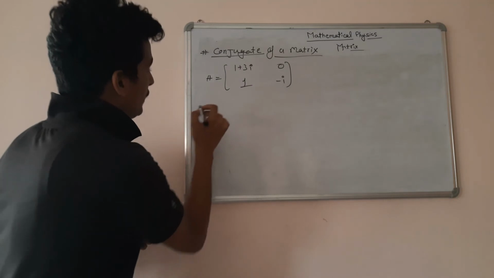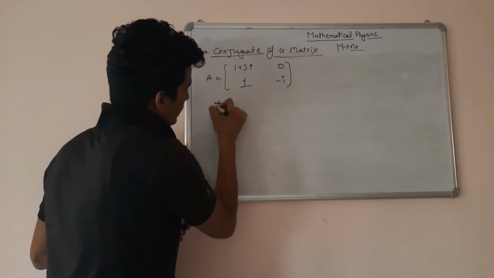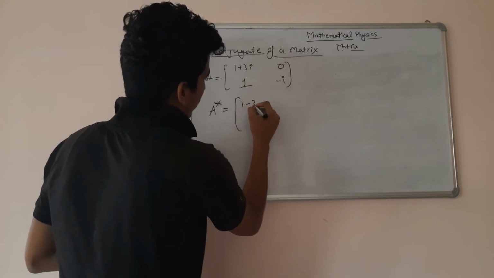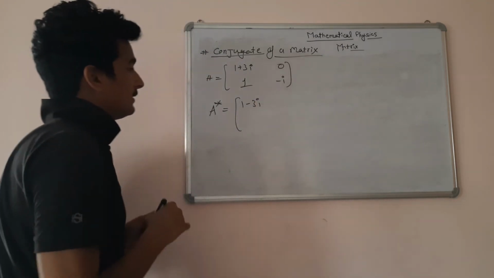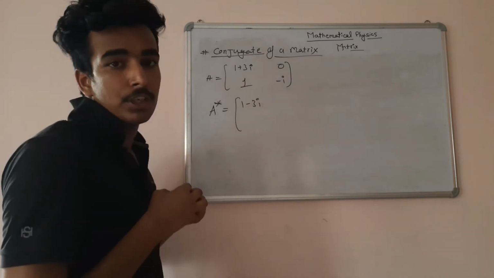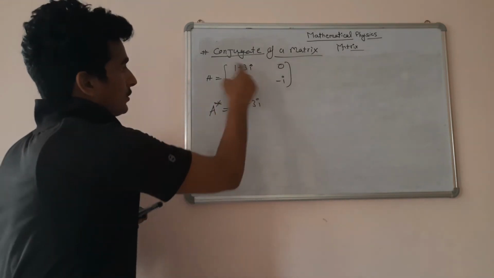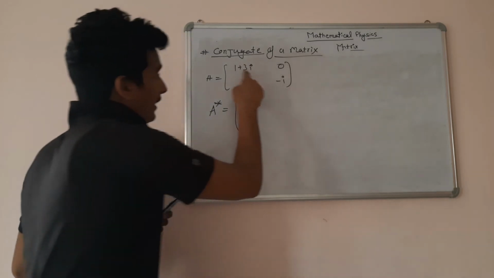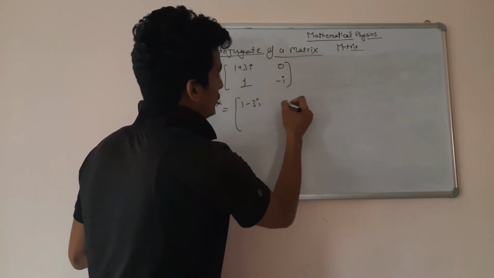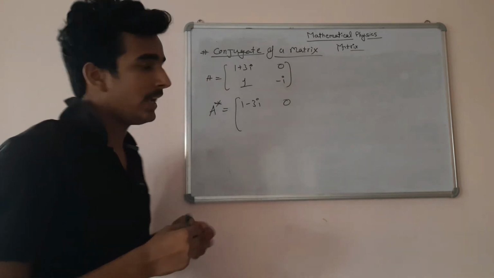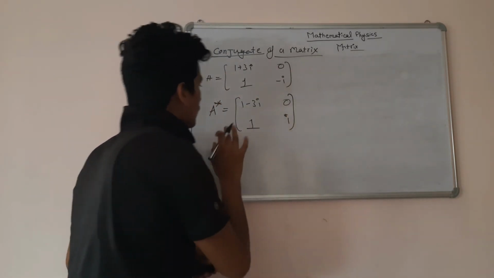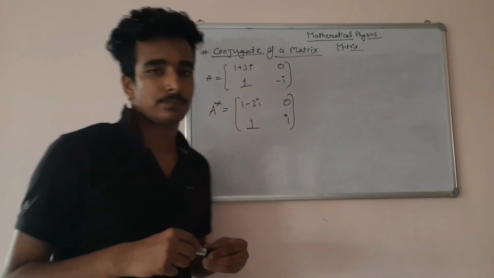So its conjugate is represented by this symbol, there is a star over there. And if I do the conjugate of a matrix, then it will become the conjugate of every element. So the imaginary part changes its sign. It becomes 1 minus 3i, 0, 0. There is no imaginary part in that. Also there is no imaginary part here, and this becomes i. So this is the conjugate of this matrix.